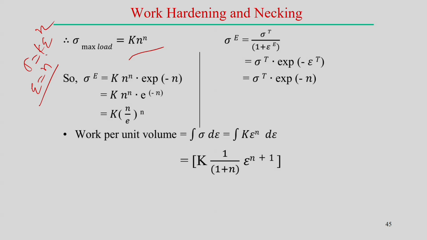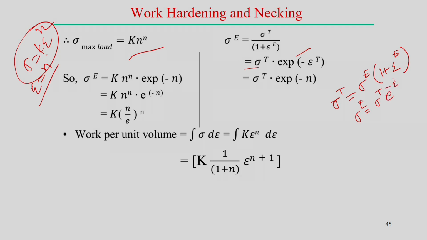Of course, we can find out the true and engineering stress and strain, because when using the relation sigma equal to k epsilon to the power n, we are actually using the values of true stress and true strain. So, the relation between the true stress and engineering stress is: true stress equal to engineering stress into 1 plus engineering strain. So, engineering stress equal to true stress into e to the power minus strain.